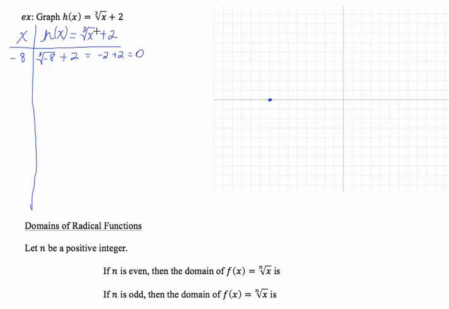Okay, then we'd have the next perfect cube is 1. I may want to plot another point in between negative 8 and negative 1 because that's such a big jump, and I'll just approximate it on my calculator. So let's try negative 5. Okay, the cubed root of negative 5 plus 2. Let's see, approximating that on my calculator.